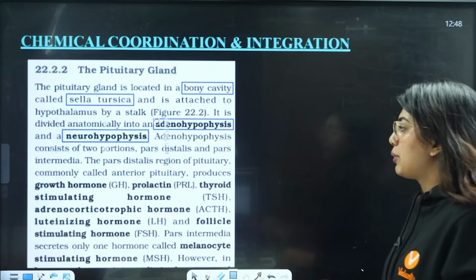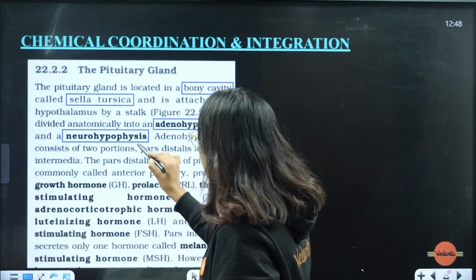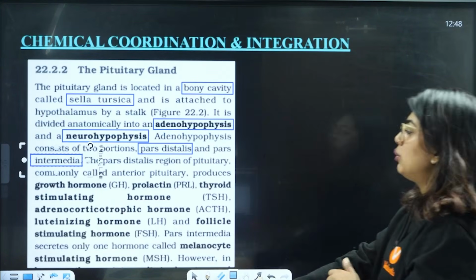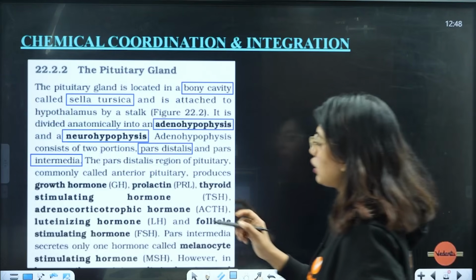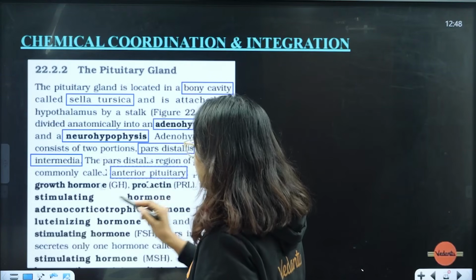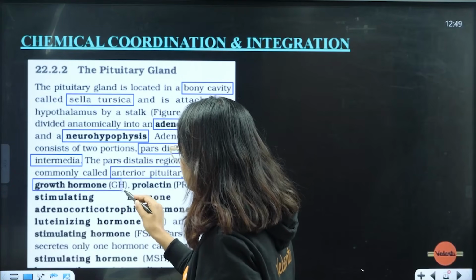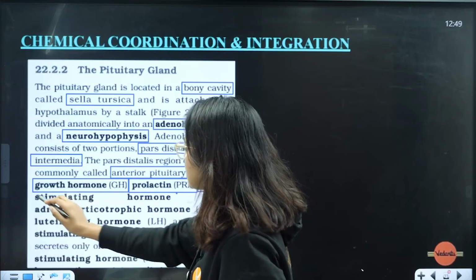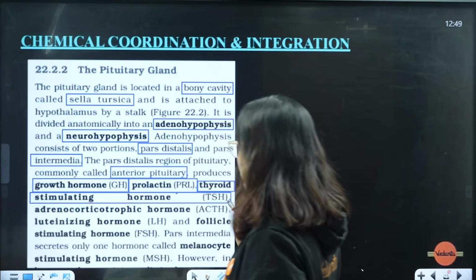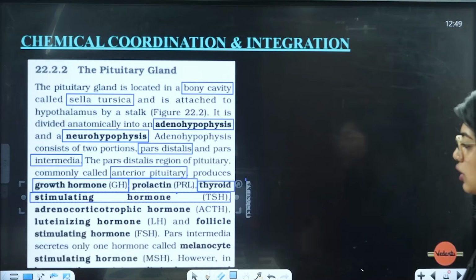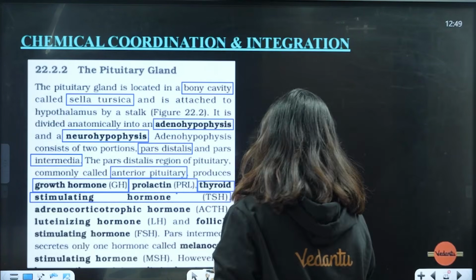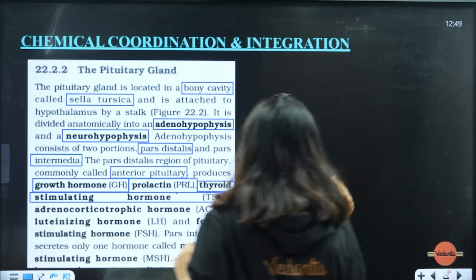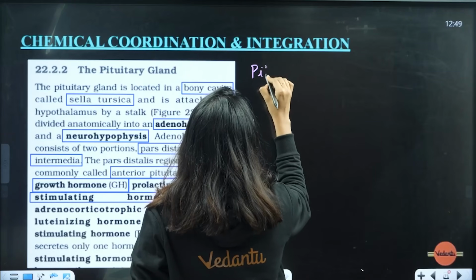Adenohypophysis consists of two portions, students, as I told you: pars distalis and pars intermedia. That means it has an anterior lobe and an intermediate lobe. The pars distalis region of the pituitary, commonly called the anterior pituitary, produces growth hormone (GH), prolactin (PRL), thyroid stimulating hormone (TSH), adrenocorticotropic hormone, luteinizing hormone, and follicle stimulating hormone. Write it here itself. Don't separately take it to another place.